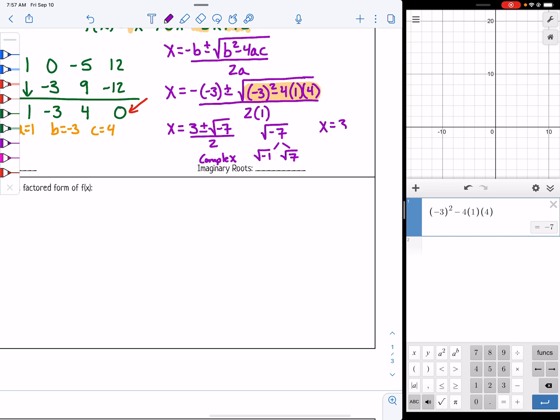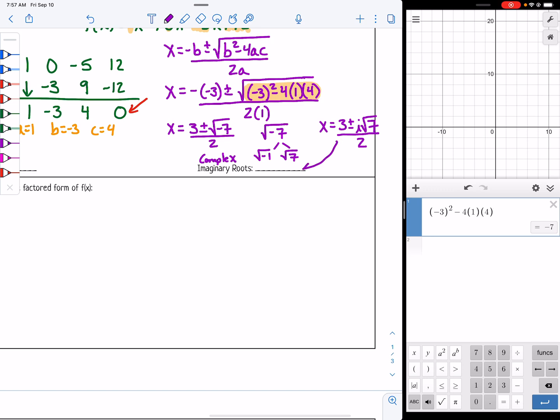So then I'm going to bring it over here where I got some more room to write. So we can say 3 plus or minus, then rewrite the square root of negative 1 so it's just i. But the square root of 7 does not come out evenly, so you just have to leave it there. Now, those are our imaginary or complex roots.